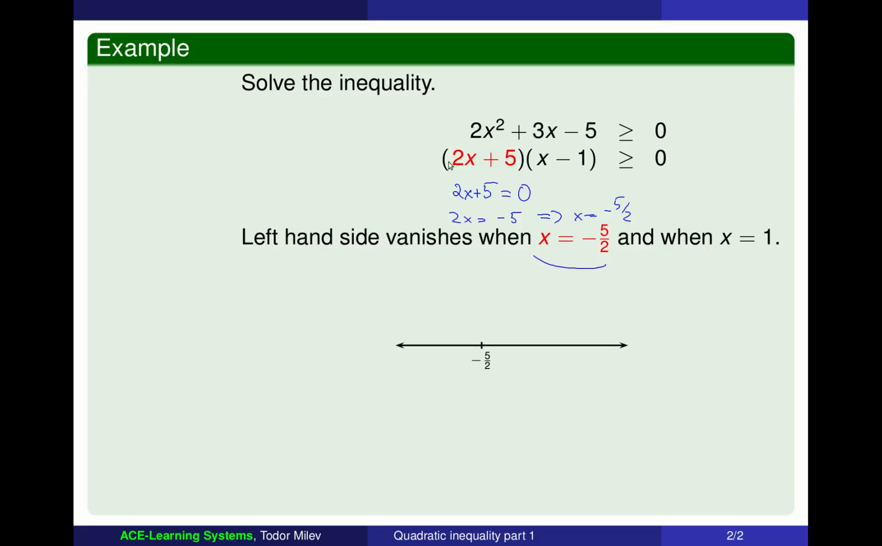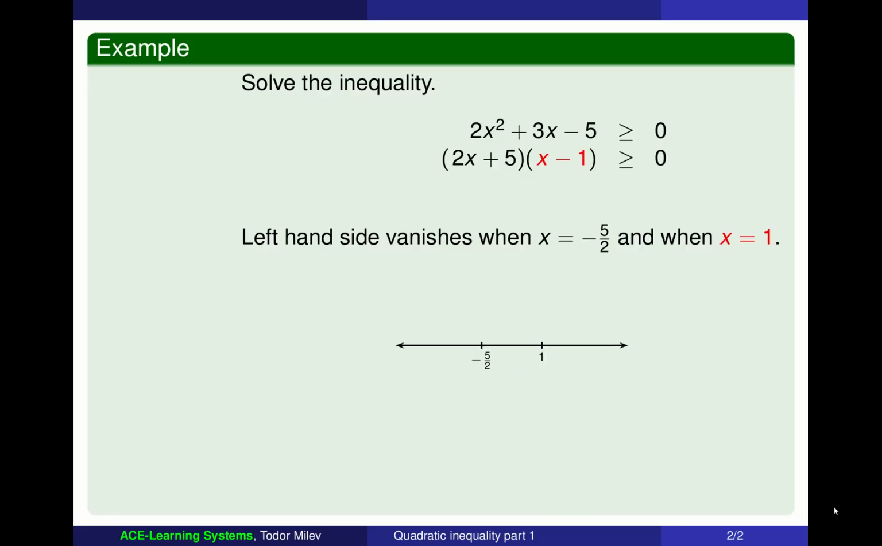Of course, we knew that because we remember that x equal to negative 5 halves was one of the roots of this quadratic. So I have marked negative 5 halves on the real line there. Or the left-hand side vanishes when x is equal to 1. If you set x equal to 1, this becomes 0, so the expression vanishes. So I have also marked the number 1 on the real line. Here is my real line, and I have marked negative 5 halves and the number 1.